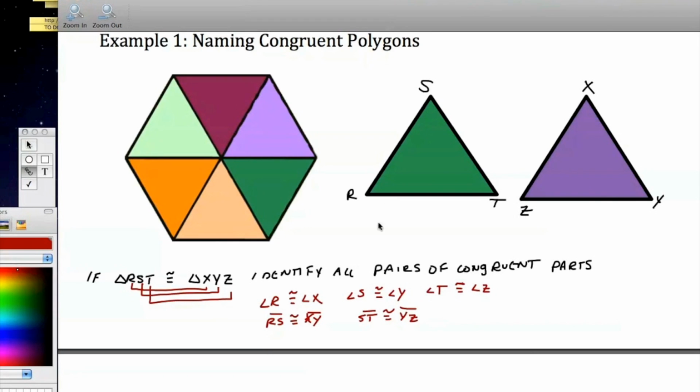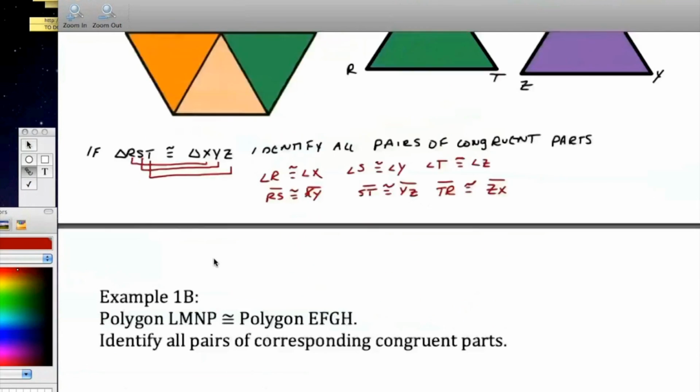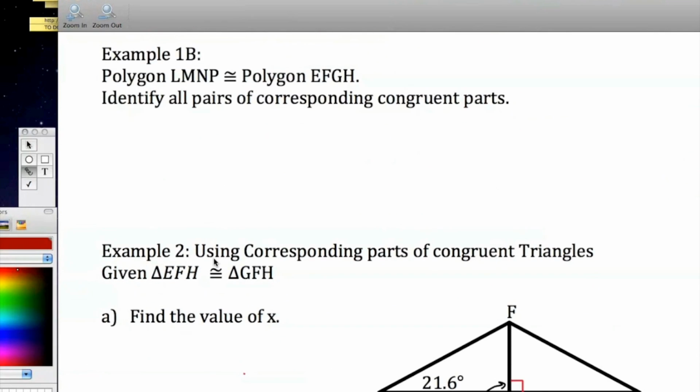So I've got RS, I've talked about ST, so TR is going to be congruent to last and first, so that's going to be ZX. Okay? So you guys, this wasn't even marked, and I was able to pull out these congruent statements using the letters that were actually here. Okay? So, your turn. Example 1b.